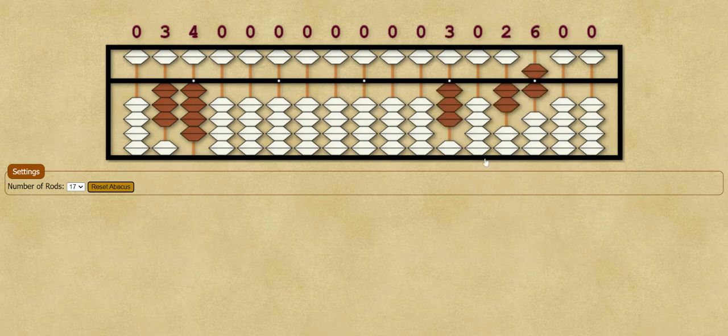Next, 3026 divided by 34. Now again, we don't need the table of 34 to do this division. We only need the table of 3. Now comparing the highest place digit of the dividend and the highest place digit of the divisor, it's equal. So when it is equal, or the dividend is less than the divisor, we always take 2 digits of the dividend to do the division.